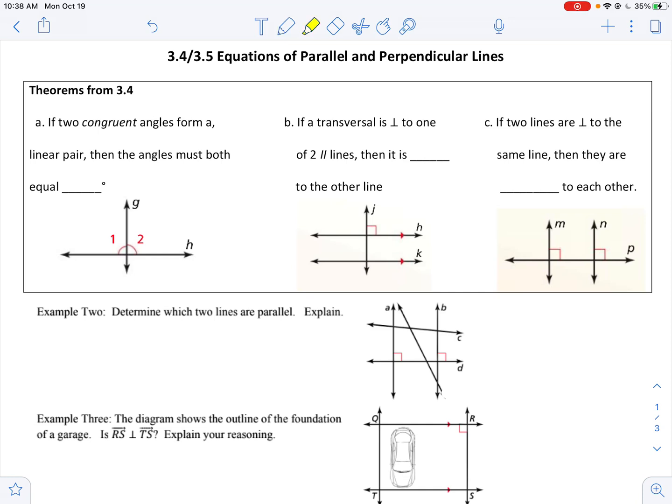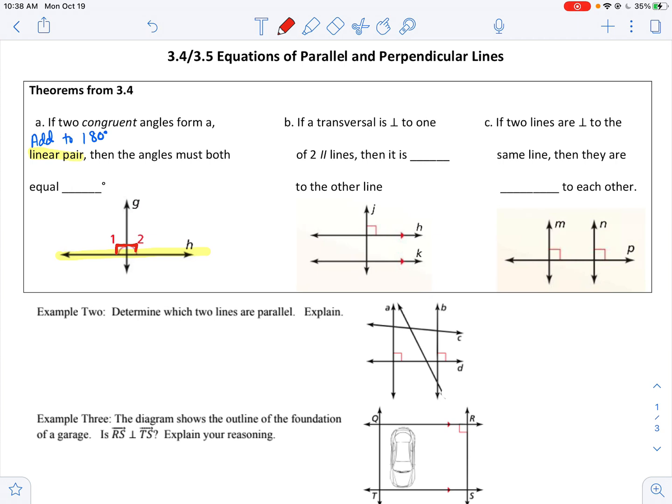Let's think about what a linear pair is. A linear pair is a pair of angles that add up to a straight line, or add to 180. Those are supplementary. So if I had two angles that are exactly the same, add to 180, or each one is half of 180, then what would each angle be? Well, each one would have to be 90, right?